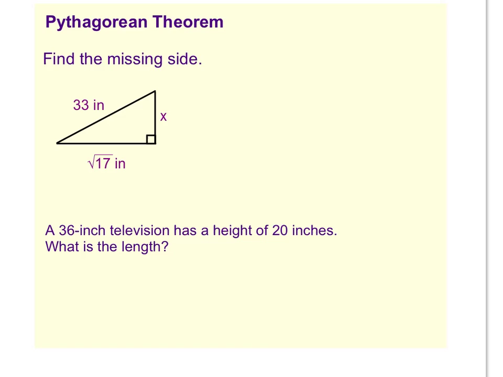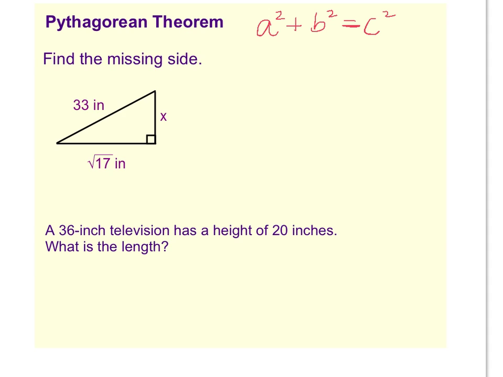Alright, who doesn't love the Pythagorean Theorem? a squared plus b squared equals c squared. The Pythagorean Theorem works on any right triangle. You can find any missing side of a right triangle using the Pythagorean Theorem.